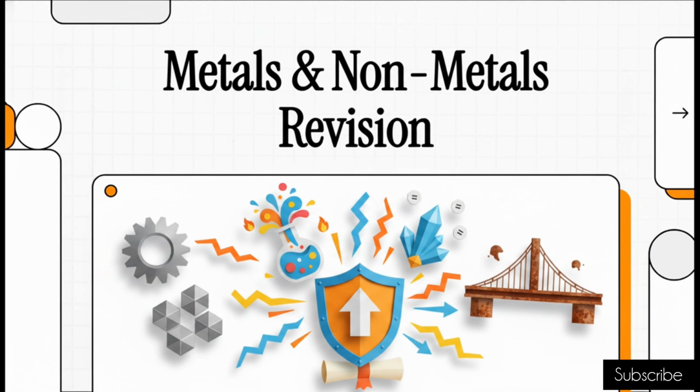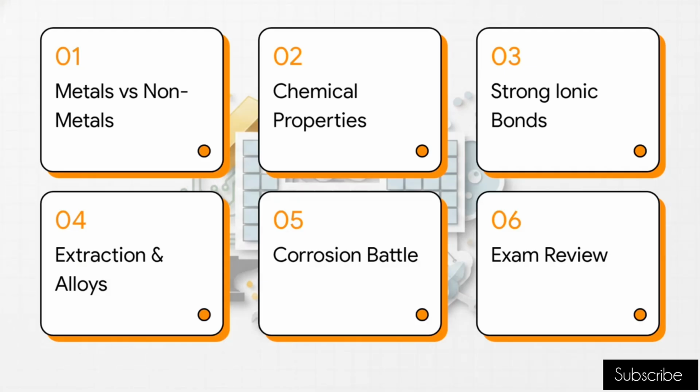Let's do this. So here's our quick roadmap for today's masterclass. We're going to hit 6 key areas: metals versus nonmetals, chemical properties and reactivity, forming strong ionic bonds, extraction, alloys and ores, the battle against corrosion, and then we'll wrap up with an essential exam question review to make sure you're totally ready for whatever they throw at you.